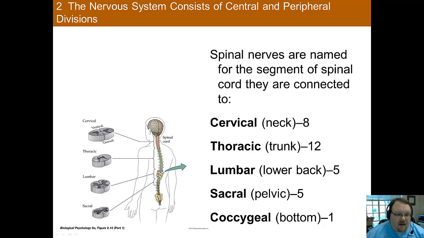The spinal nerve segments are actually named for where they connect to the spinal cord. So you have cervical, lumbar. It's all based on where these connect to the spinal cord. The actual names are not on the exam, so don't stress the actual names. Just know that the name corresponds with the segment where it connects on the spinal cord. Make sense? Okay.